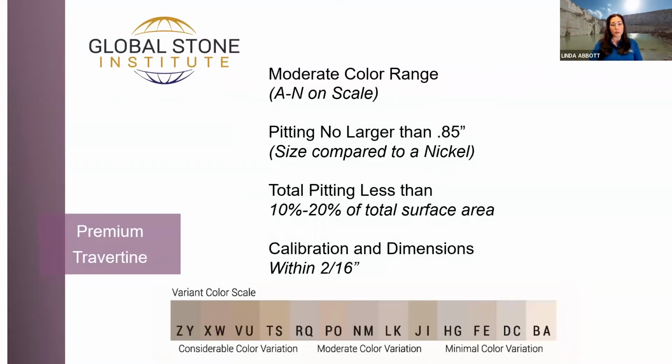The next level of travertine is the premium travertine, which a lot of suppliers call everything premium. There's a moderate range, and it goes from A to N on the color variant scale. The pitting is no larger than a nickel in the premium. The total pitting of the surface area is between 10 and 20%. And the calibration and dimensions are within 2/16 of an inch. And I'm going to show you pictures of that.